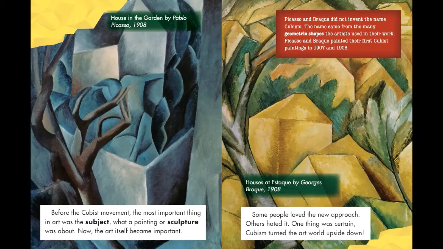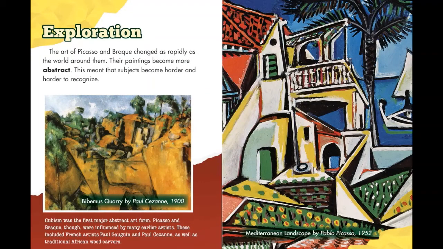Before the Cubist movement, the most important thing in art was the subject, what a painting or sculpture was about. Now the art itself became important. Some people loved the new approach, others hated it. One thing was certain, Cubism turned the world upside down. The art of Picasso and Braque changed as rapidly as the world around them. Their paintings became more abstract. This meant that subjects became harder and harder to recognize.